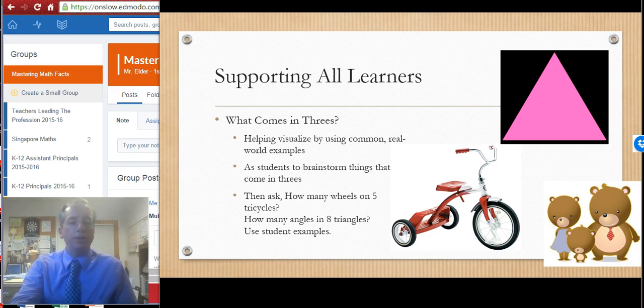Another way to get into 3s is to think about what comes in 3s. There are lots of fairy tales, right, that deal with the number 3. So 3 bears, 3 little pigs, all those things. And talk about, well, what if I had 3 sets of the 3 little pigs?